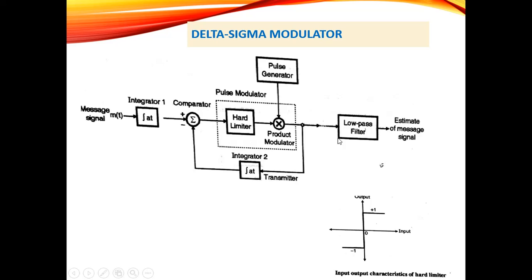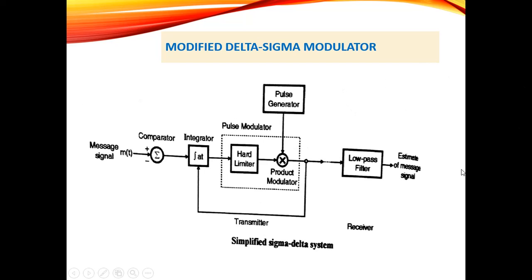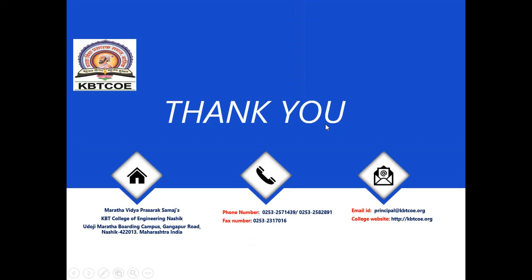For this purpose, the frequency of the pulse generator needs to be greater than the Nyquist criterion. The comparator compares the output of integrator 1 and integrator 2, and this is the delta sigma modulator output. Thus, the pulse modulator gives a 1 bit encoded signal, which is then transmitted. This is actually the working of the delta sigma modulator. This is a simplified block diagram of the delta sigma modulator.